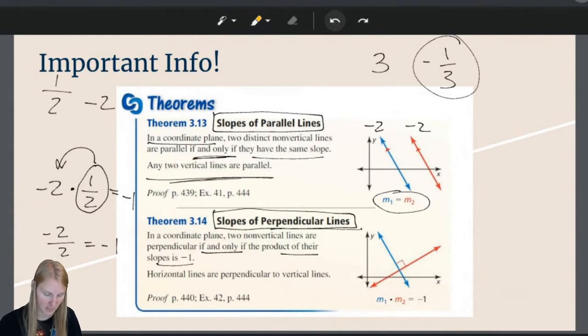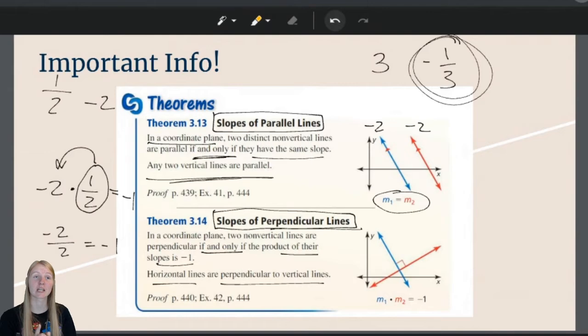Okay. So two non-vertical lines are perpendicular if and only if the product of their slopes is -1. And the product of their slopes will be -1 if one is the negative reciprocal of the other. Horizontal lines are perpendicular to vertical lines.